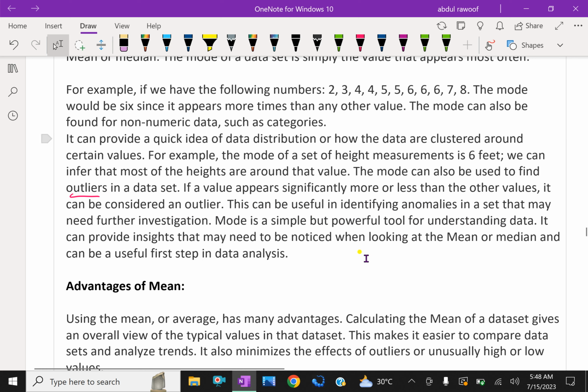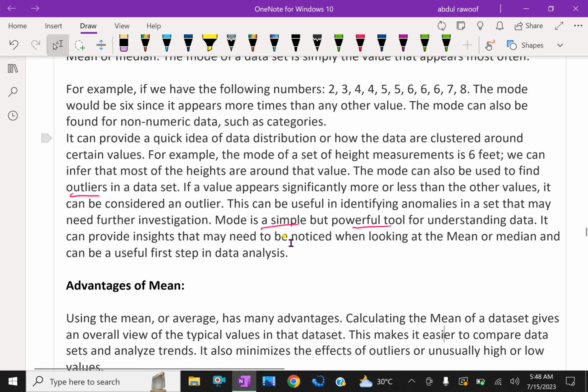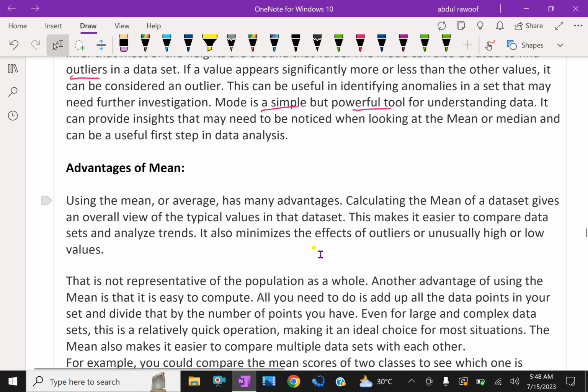Mode is a simple but powerful tool for understanding data. It can provide insight that may be missed when looking at the mean or median, and can be a useful first step in data analysis. Now we'll discuss, one by one, the advantages of mean.